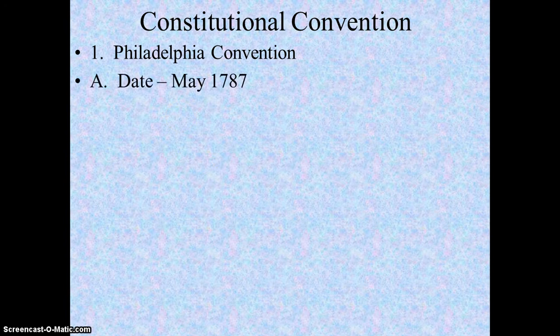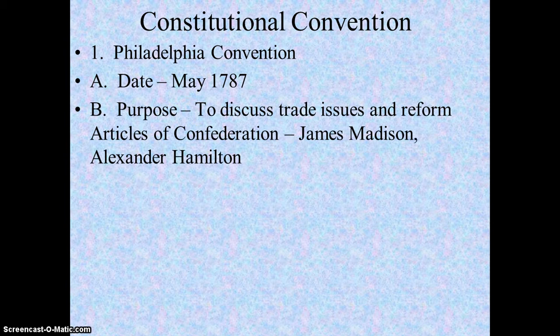They met in May of 1787. The purpose was to discuss trade issues and to reform the Articles of Confederation. The key word is reform, to change it, to tweak it. James Madison and Alexander Hamilton were the main leaders in all of this.